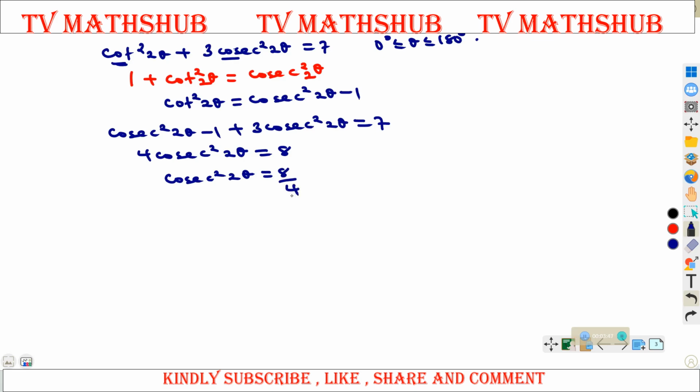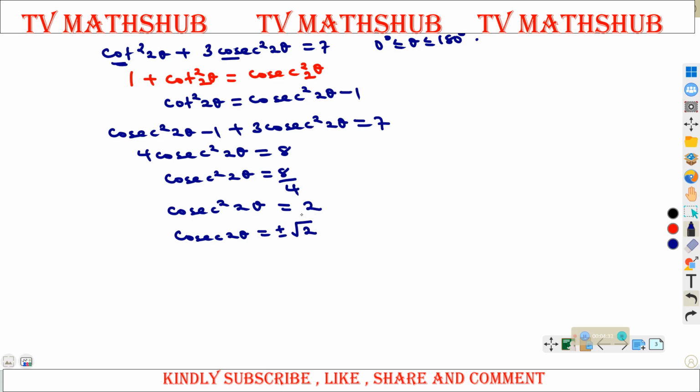We shall now have cosec squared of 2 theta equal to 8 divided by 4, and that is 2. So we shall have cosec squared of 2 theta equal to 2. From here we can now take square root on both sides. Taking square root on both sides, we shall have cosec of 2 theta equal to plus or minus the square root of 2.